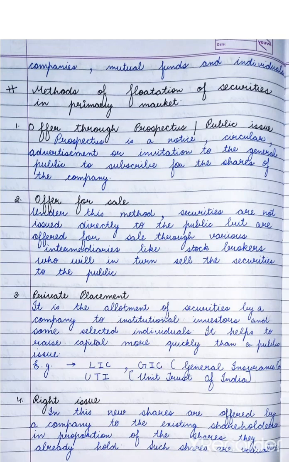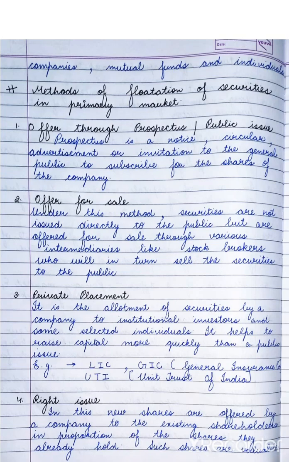Offer through prospectus means we circulate a prospectus, which is an invitation to the general public to come and subscribe for the shares of the company. When we are raising finance by issuing the prospectus, a prospectus can be defined as a notice, circular, advertisement or information to the general public to please come and subscribe the shares of the company. Next one, offer for sale.